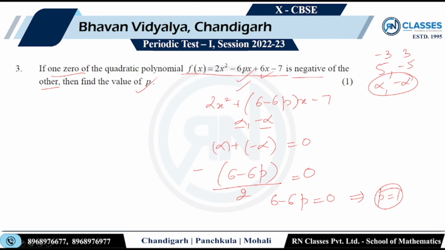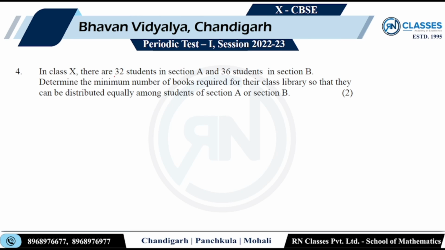All right, moving on. Now he says in class 10 there are 32 students in section A, 36 students in section B. Determine the minimum number of books required for their class library so that they can be distributed equally among students of section A or section B. Equally, right? Okay. Now, suppose I need to have the books for section A. Okay, let's see, 32. Right, 32 kids are there, so maybe I can have 32 books. I'll give one book to each student. Then I might have 64 books. I might give 2 books to each student. Then I might have 96 and so on.